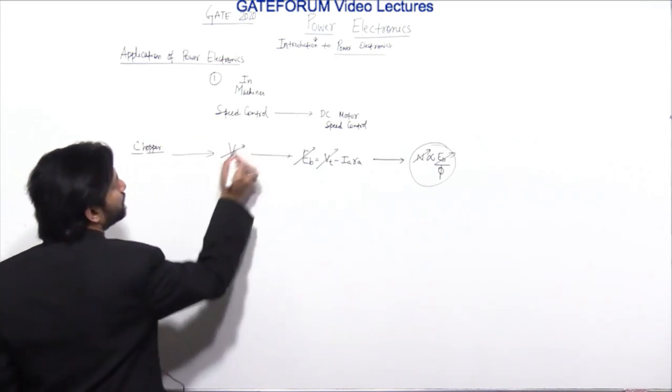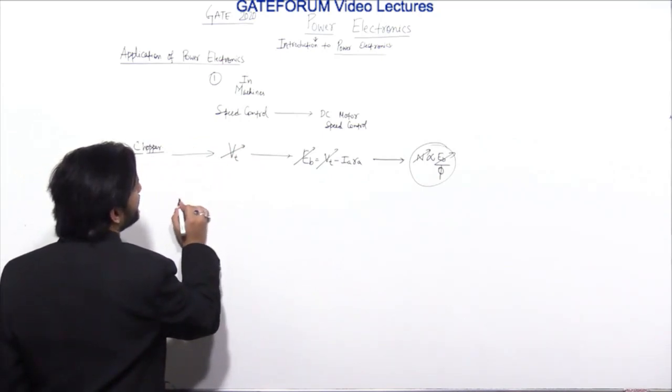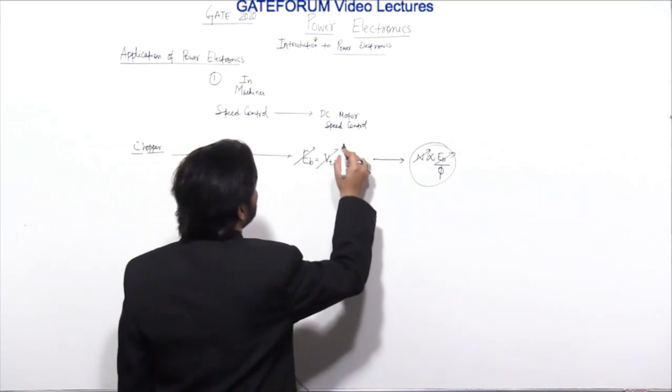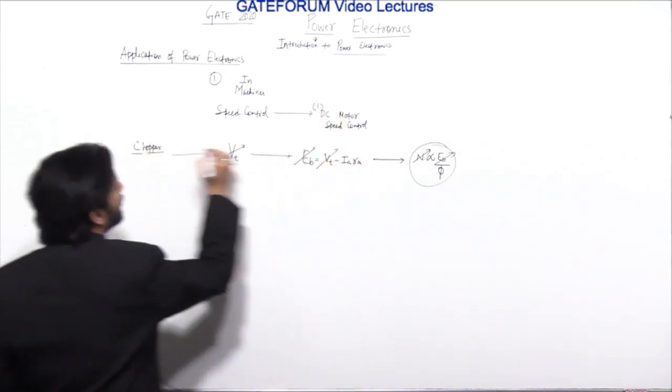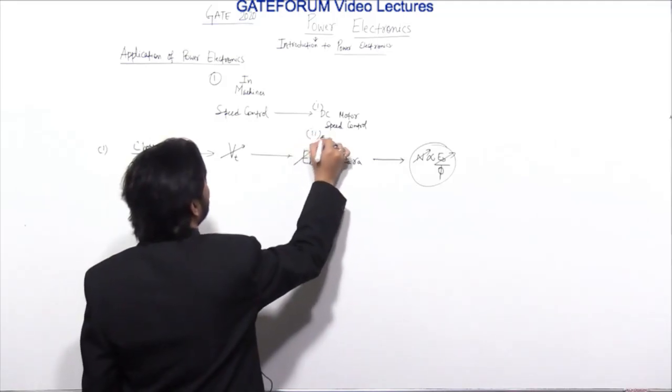Now let us see speed control of, say, an induction motor. So this was the DC motor. Let me talk about the induction motor.